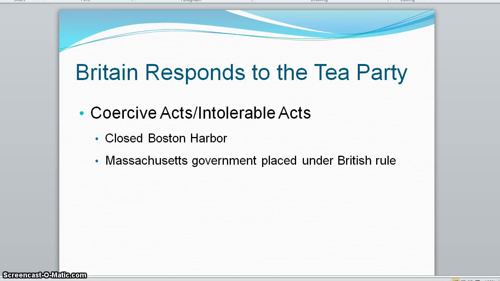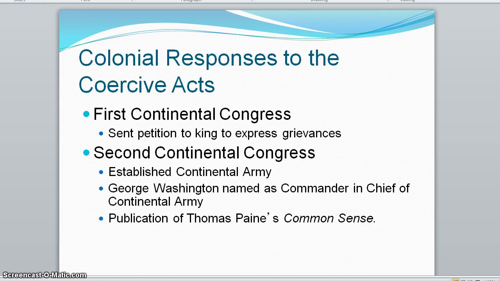Britain responded to the Tea Party by closing the Boston Harbor and placing the Massachusetts government under British rule, and with that, the colonists had really had enough. So in response to the actions from Britain, the colonists decided to have a Congress that involved delegates from all the colonies. The First Continental Congress, 1774, was not really to claim independence, but the attendees wanted to petition the king with a list of grievances, and they resolved to raise troops in each colony and to boycott British trade.